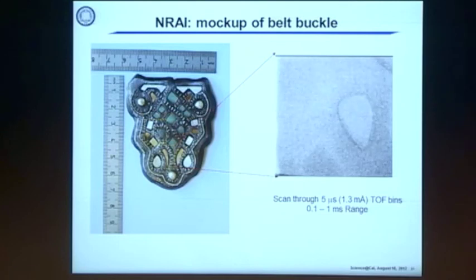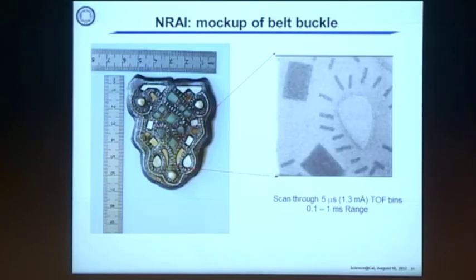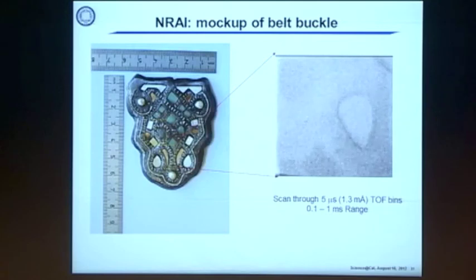The image shown here is a belt buckle, which was a replica of an ancient belt buckle. Of course, there's bronze, and there are different silver parts in it. What you can see here is a movie. It's a slice through time, time of flight, basically. These slices correspond to different neutron energies. And at a certain time, like it is coming up now, you will see this black thing showing up.